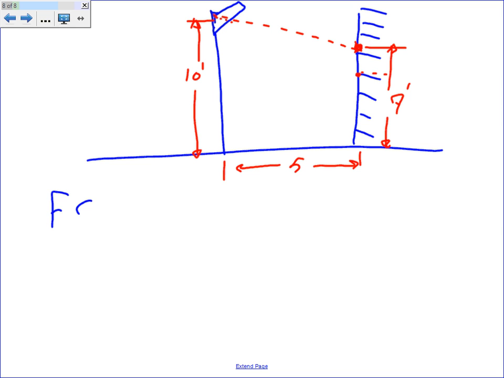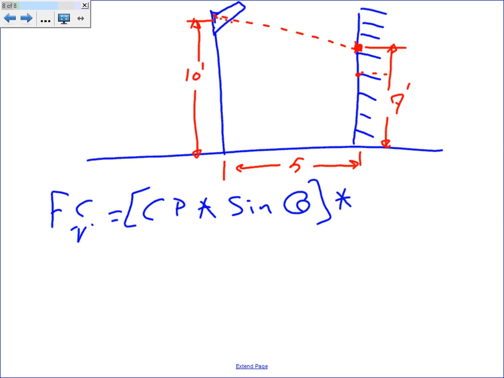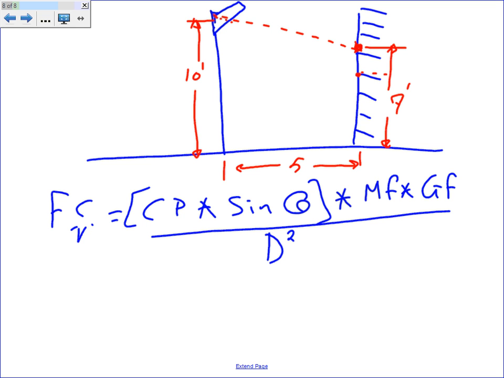So my foot candle vertical, V for vertical, equals candela power multiplied by sine Q. This is the most important factor. And then multiplied by a couple of others. Let's just say we have a maintenance factor as well as a guard factor. And everything is divided by the distance raised to the power 2. Any question, guys, about this?